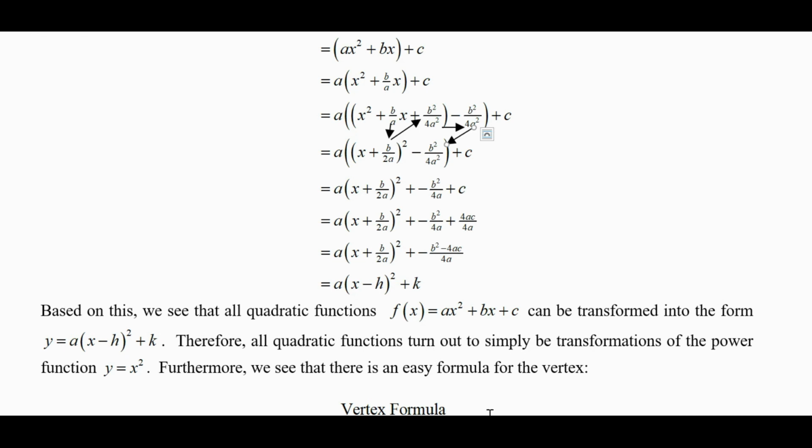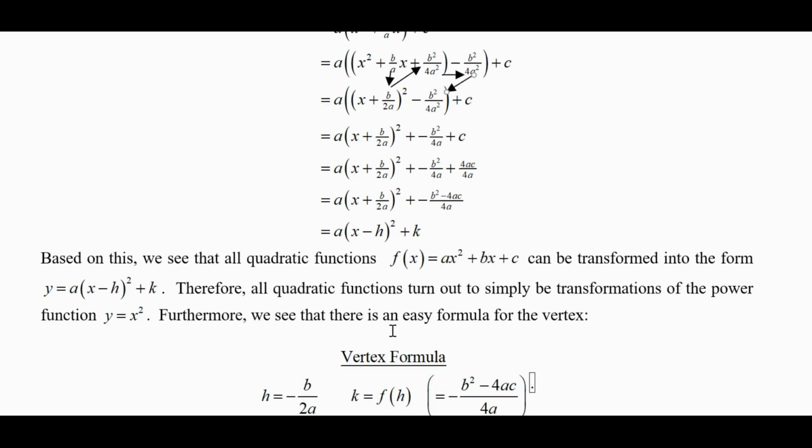So we can transform all quadratic functions, f of x equals ax squared plus bx plus c, into the form a times x minus h squared plus k. The only step that could give us any problem is if we were dividing by 0 when we divided by a, but if a is 0, it's not really quadratic to begin with. It's linear. And so this gives us a nice little formula for the vertex.